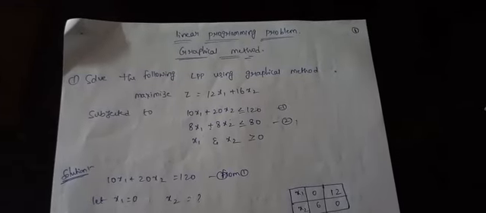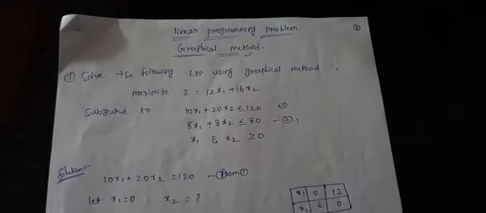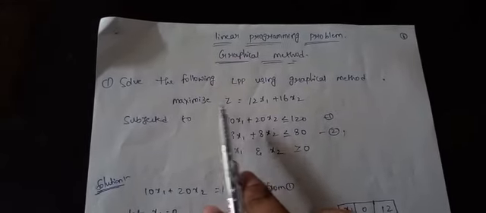Today we are going to discuss the graphical method in linear programming problems. In the exam, mostly they will ask a question like: explain the graphical method with an example. So for the example, here this is an objective function and these two are the constraints. In the graphical method, the objective can be maximize or minimize.